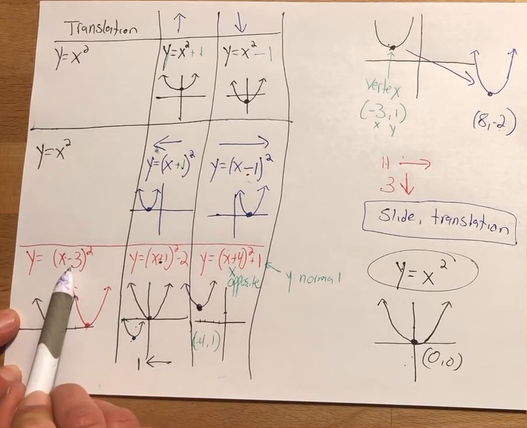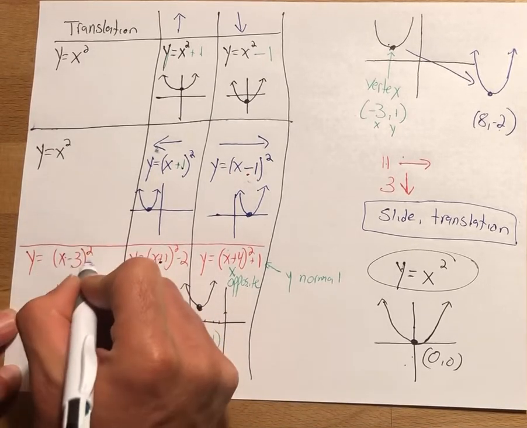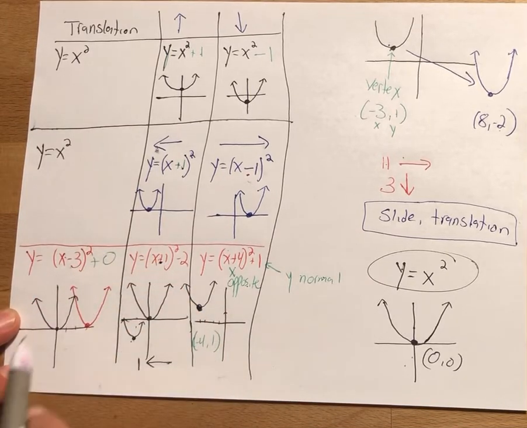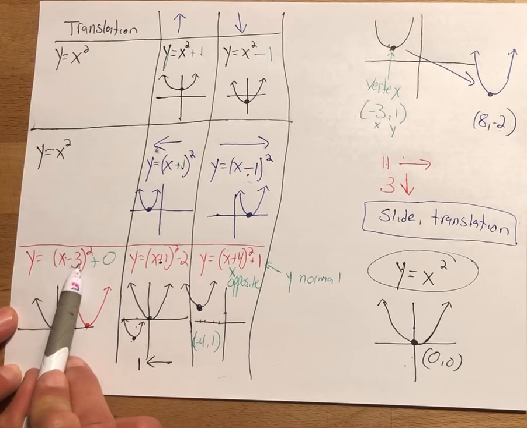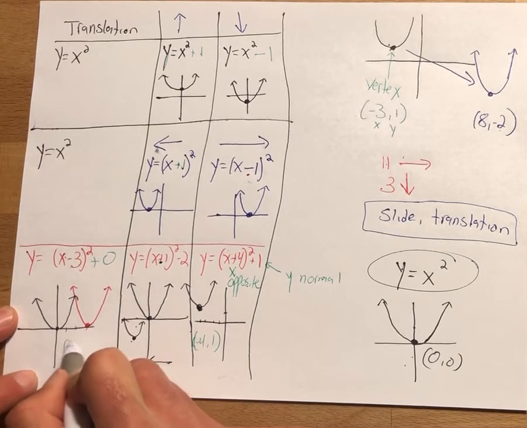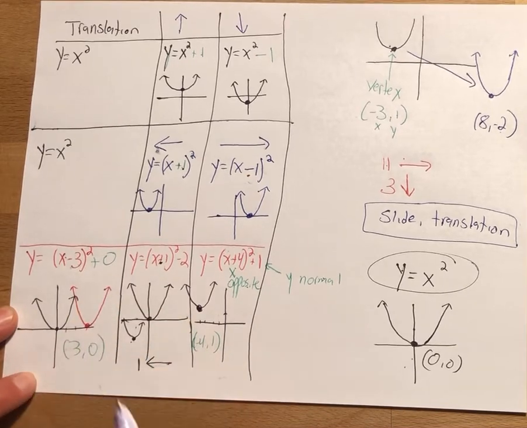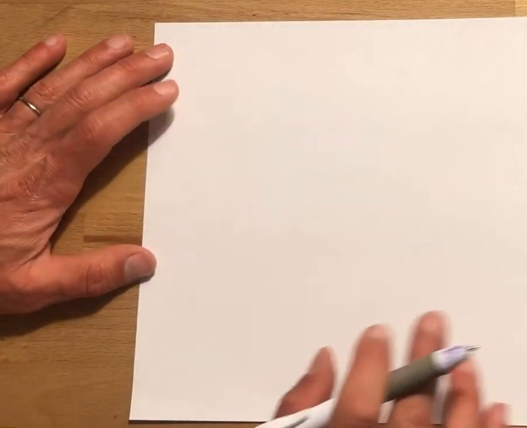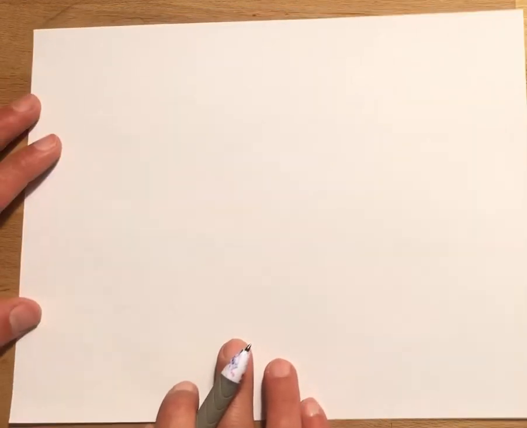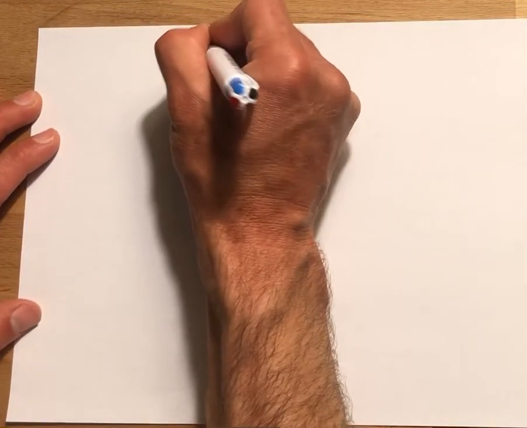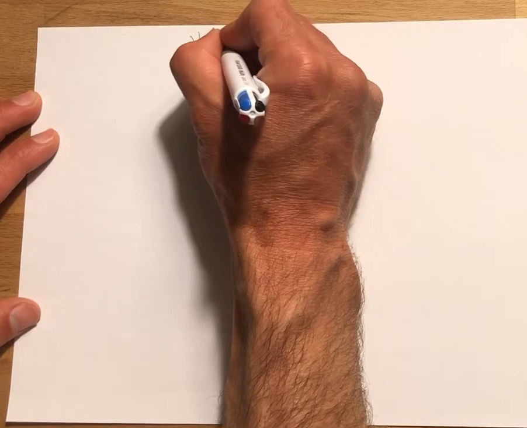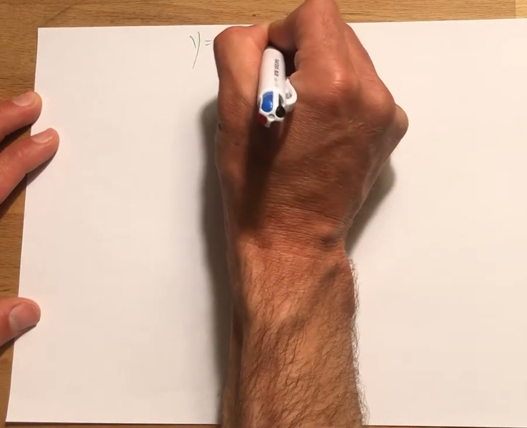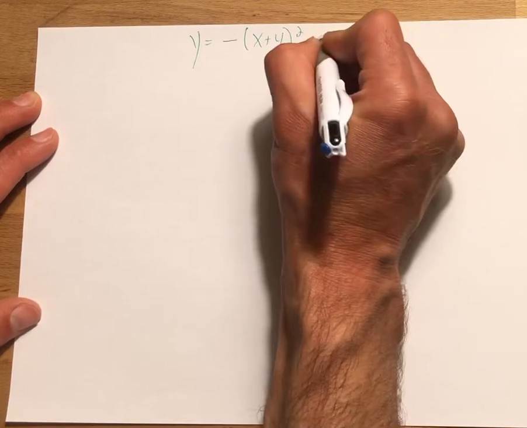What's my vertex here? Well, this is the same thing as saying negative 3 squared plus 0. So it would move to the right 3 and then up or down nothing. So my vertex would be a positive 3 because it moved to the opposite, positive 3, 0. So with this, you don't really need this chart at all because technically you can just straight up graph anything. Let's say graph this, y equals negative x plus 4 squared minus 1/2.